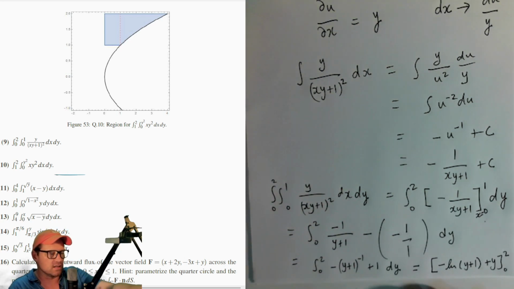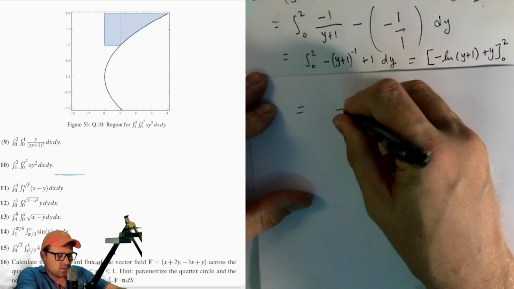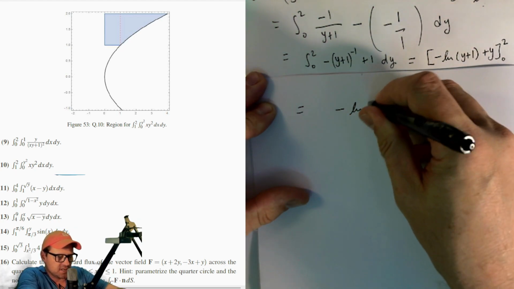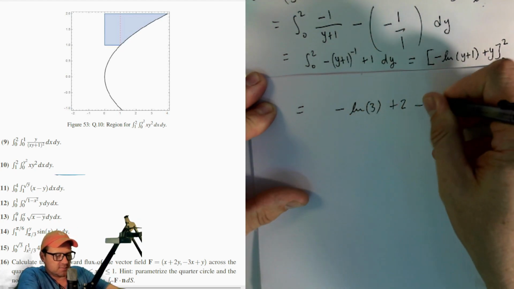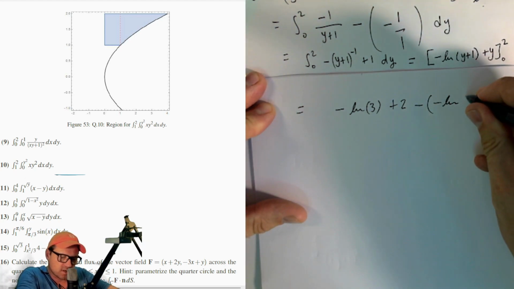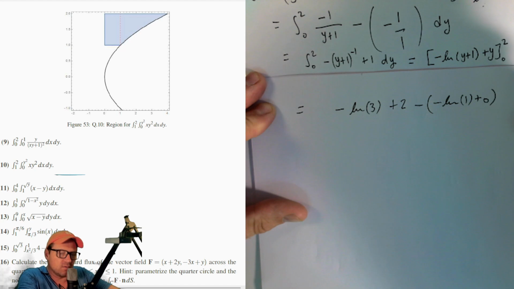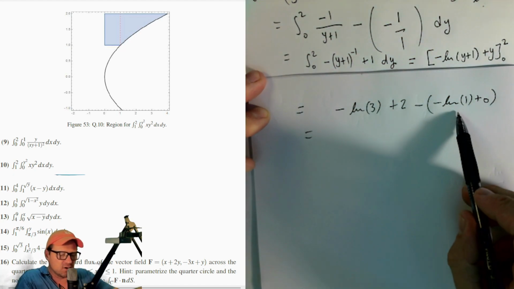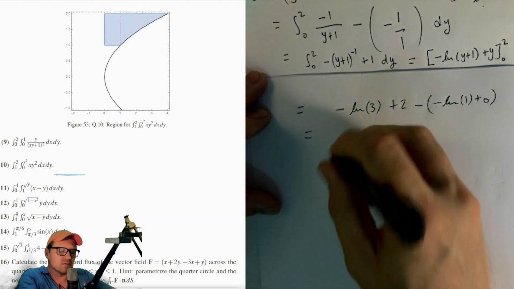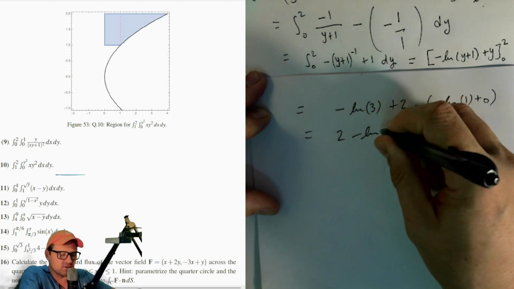Okay, so we have this. Now let's get some more paper. So we have minus natural log of 2 plus 1, which is 3, plus 2. And then we subtract minus natural log of 0 plus 1, which is 1, plus 0. So the natural log of 1 is 0. E to the power of 0 is 1. So all of this is just 0. So we have 2 minus the natural log of 3.